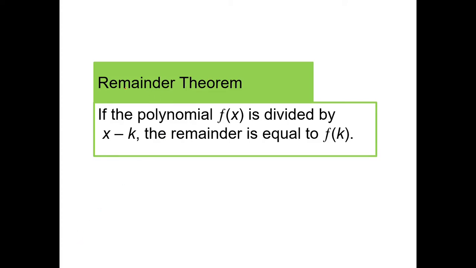Let's look at the remainder theorem, a very important theorem in our class. If the polynomial f of x is divided by x minus k, the remainder is equal to f of k. Let's see how the remainder theorem works in our example 1.